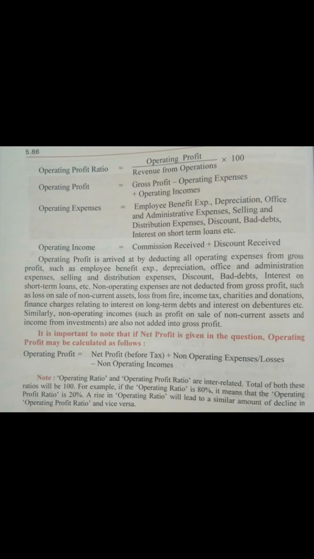For calculating operating profit, in case in a question net profit is given, then we can find out operating profit by adding net profit before tax and non-operating expenses or losses, and out of this we have to subtract non-operating income. One more thing that is very important about this topic is that operating ratio and operating profit ratio are interrelated, and the sum of these two ratios will always be 100.